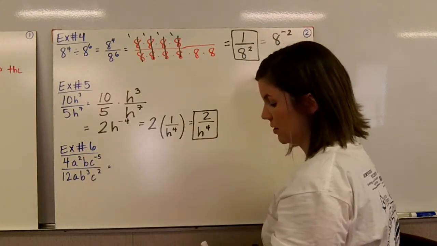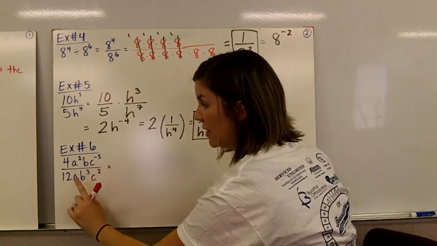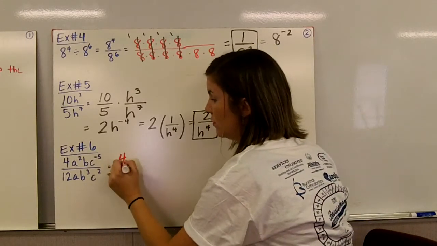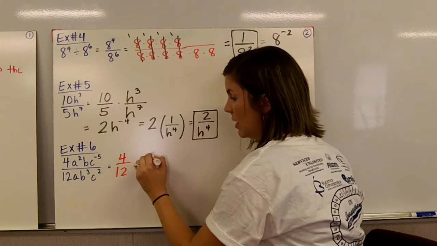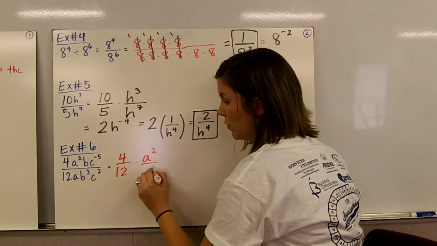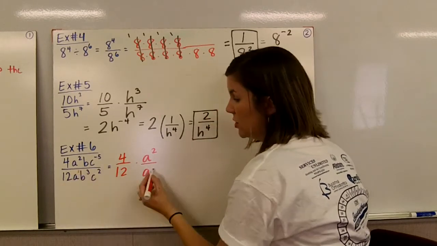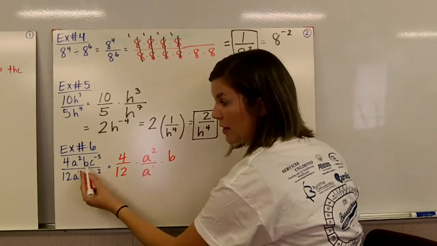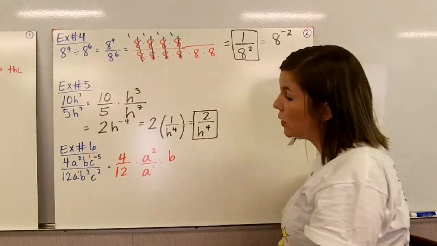Example number 6. All right, so we have a, b, and c, and a coefficient. So I'm going to break up the coefficient, 4 over 12, the other coefficient, times a squared over a. And now there's no exponent on this a, we know it's to the first, times b. There's no exponent on this b, so we know it's to the first. Remember, whenever you don't see the exponent, it's a 1.